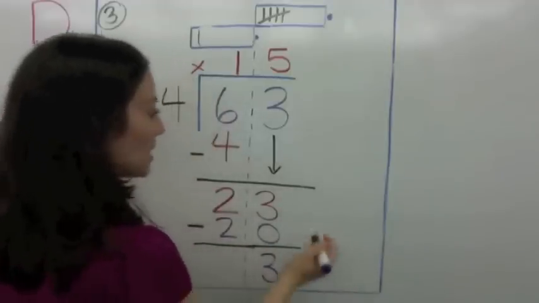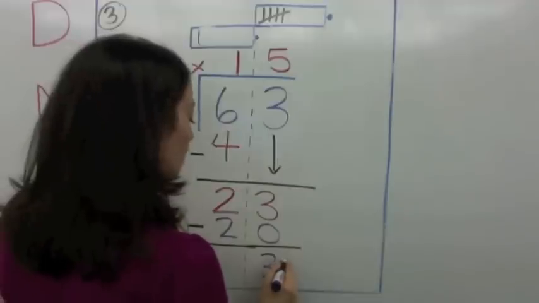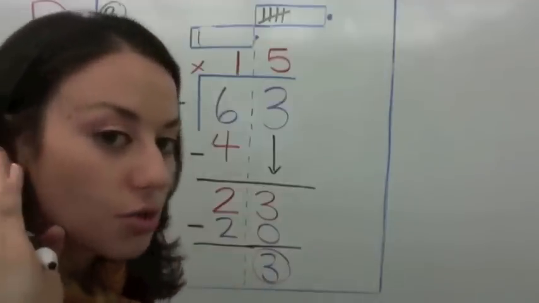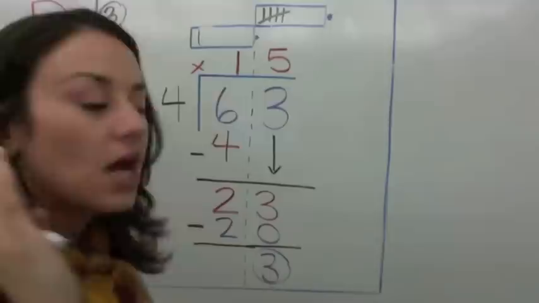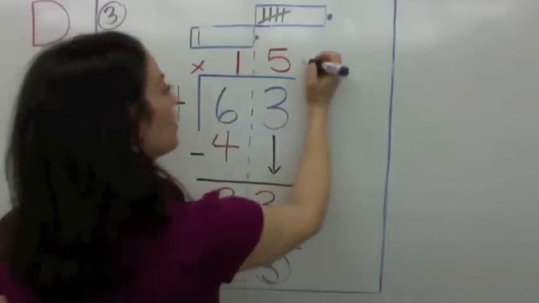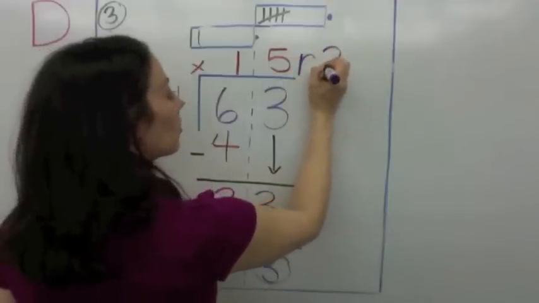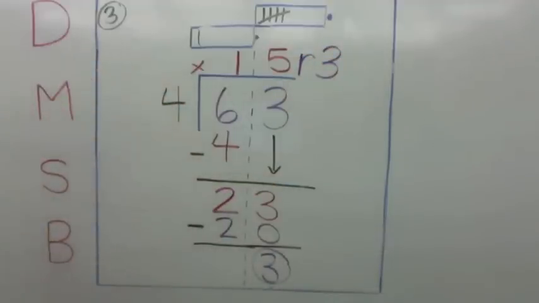Can we bring down anything else? No. So we're going to circle that 3 because the 3 is left over. It's called, starts with an R. What is this called? A remainder. Very good. So the answer is 15, remainder 3. Go ahead and get that down.